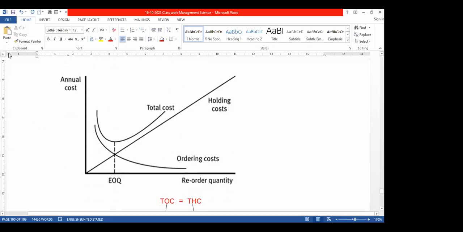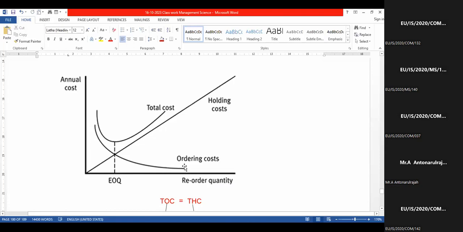So now you see, according to these diagrams, how we decide Q for economic order quantity. This is the pattern of ordering cost. Fewer orders, less cost; more orders, more cost. So the ordering cost pattern goes like this.